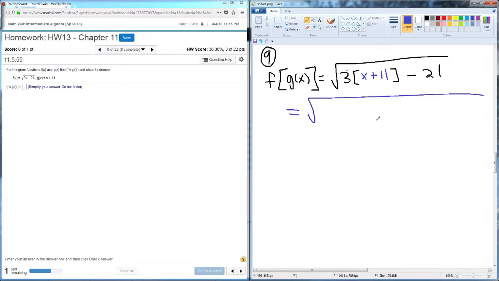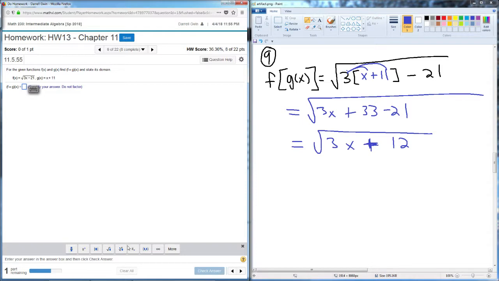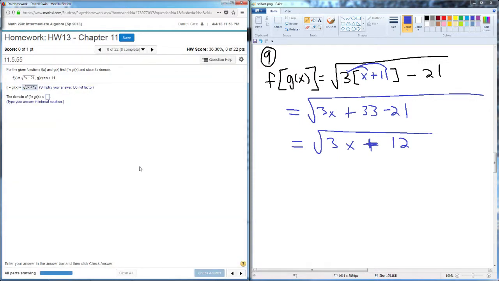So we're going to simplify the inside. 3 times x is 3x. 3 times 11 is 33 minus 21. 3x plus 33 minus 21 is 12. I'm going to have to use the square root symbol on the bottom. Type in 3x plus 12 inside there, and well done.